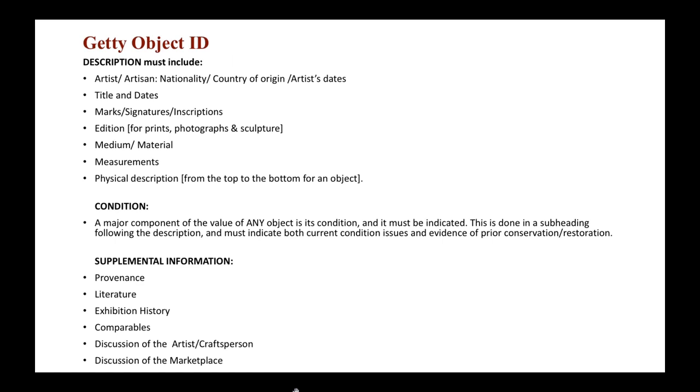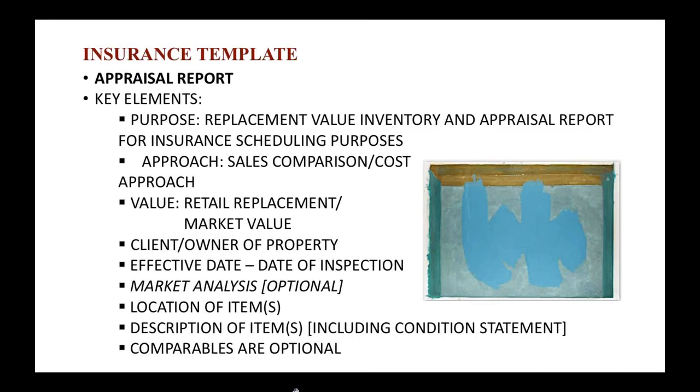We also need to include an image of that as well as this description and the supplemental information, if you have it: provenance, literature, exhibition history, comparables, the discussion of the artist or craftsperson, and the discussion of the marketplace. Okay. So we have the Appraisers Association.